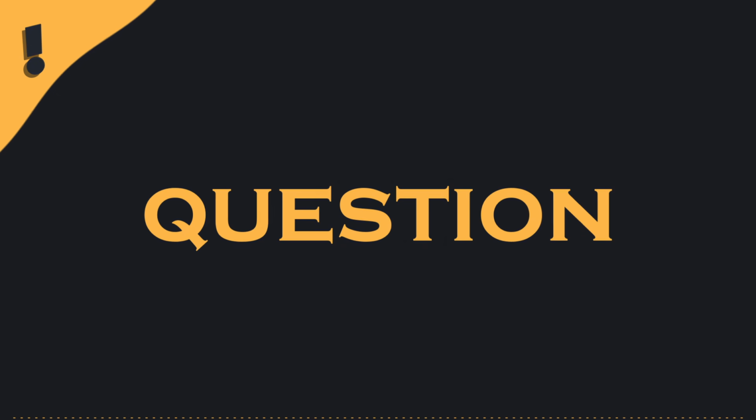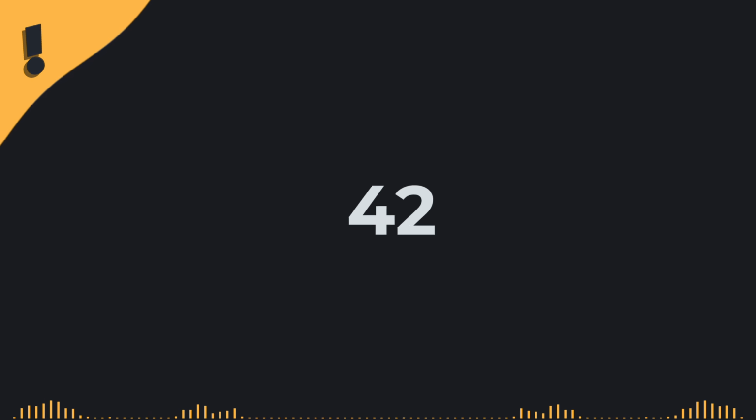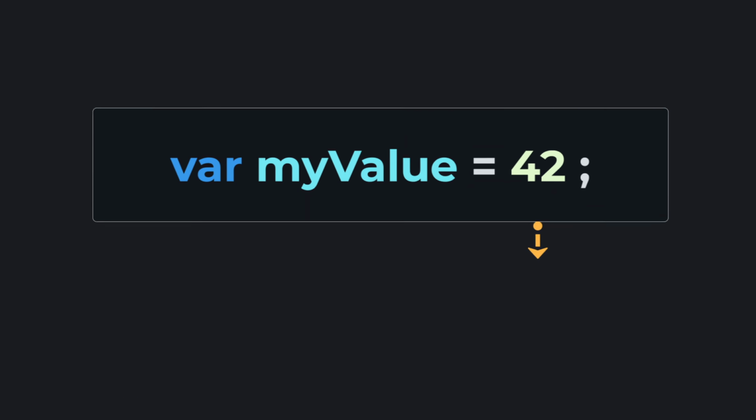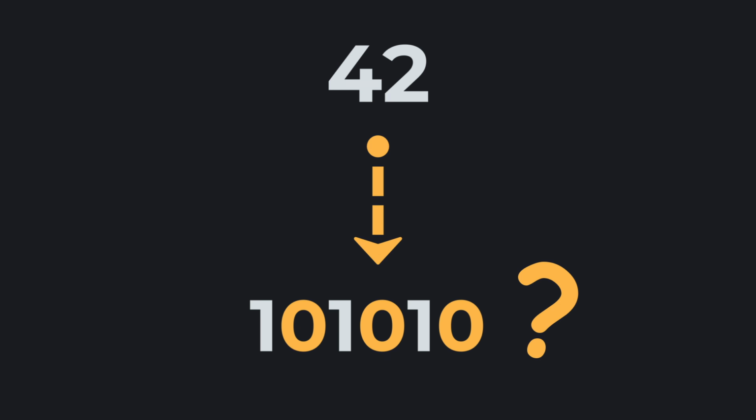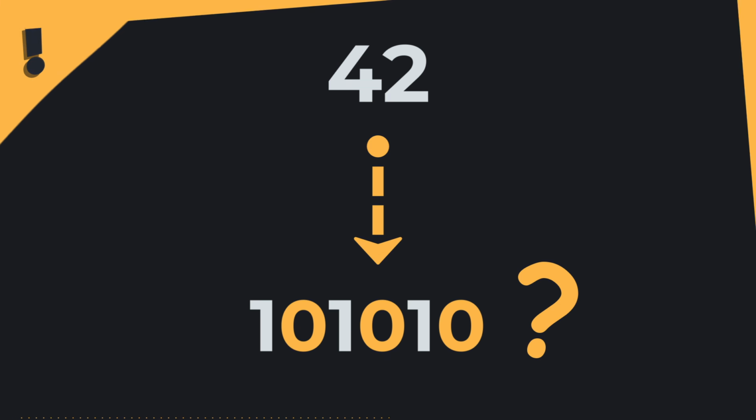Well, I have a question. Let's say I want to store the number 42 in a variable like this. How does this number turn into just zeros and ones? Isn't that strange? What we type and see with our eyes is completely different from what's actually happening behind the scenes. Honestly, this feels more like magic spells than programming instructions.